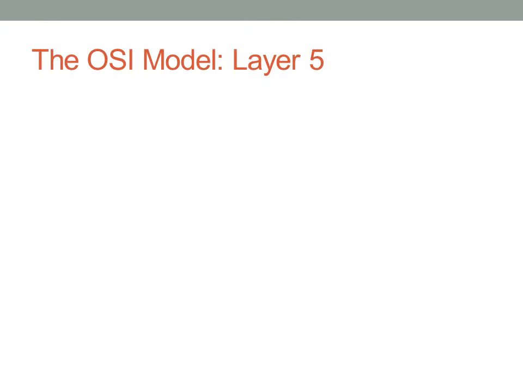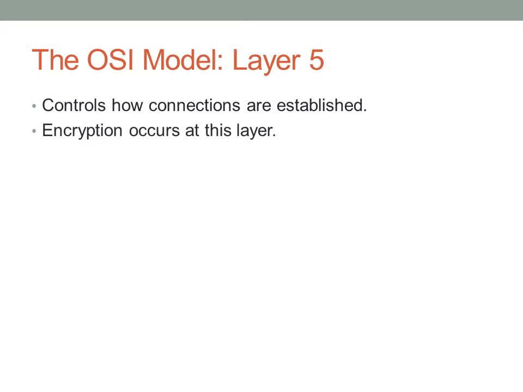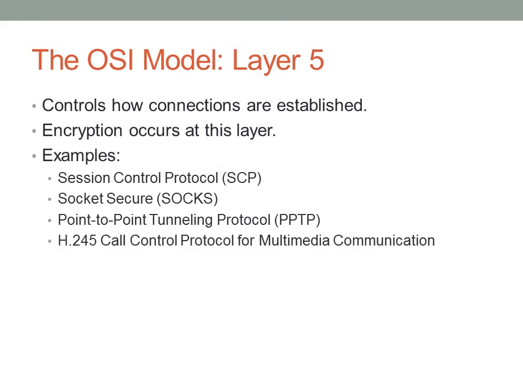Layer 5 of the OSI model, and again, this is where we start getting into more application stuff, stuff that's typically handled by applications. Layer 5 is concerned with how connections are established. Typically, encryption occurs at this layer, and normally session information, so login, passwords, stuff like that. Some examples of Layer 5 protocols: we have Session Control Protocol and Socket Secure, known as SOCKS. You've probably used a SOCKS proxy at some point.